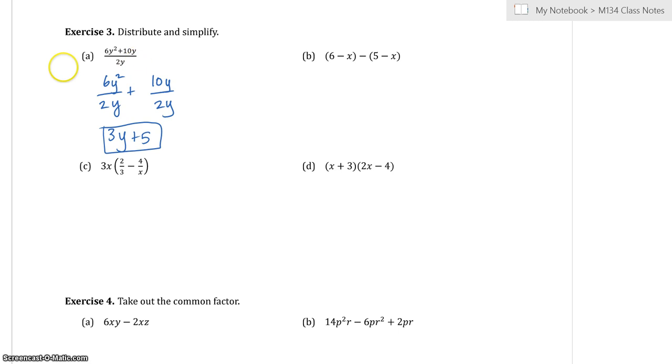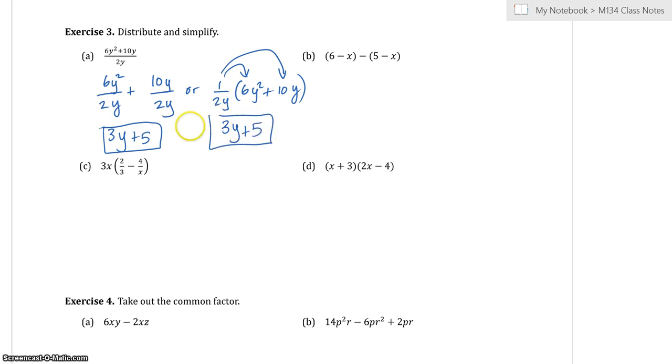The other way of doing it is, if you don't like that way, you can write it like this, and then go ahead and distribute. That's basically what I'm doing here, just a shortcut. So then 2 goes into 6 3 times, and the y's cancel. And then the same thing. So you get the same answer.